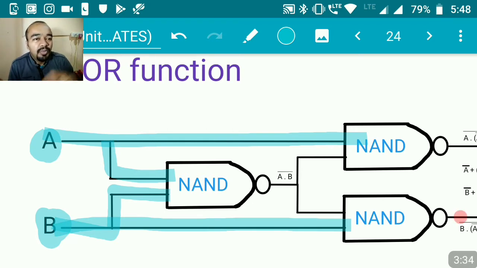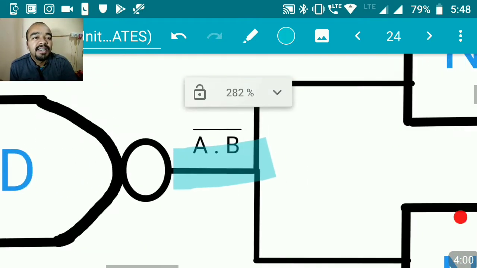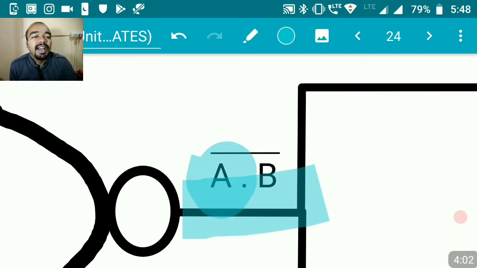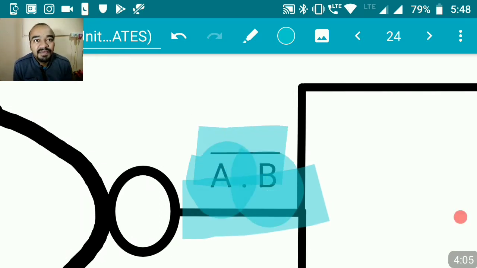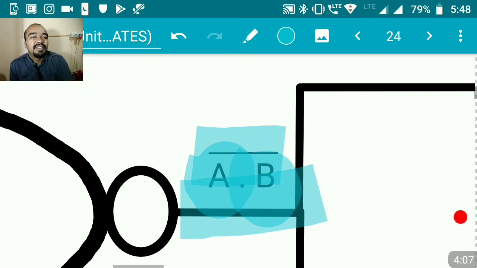As we already know, the function of a NAND gate is that it takes the first input and the second input, does an ANDing operation between them, and finally gives a complement over all the variables. So the output of the first NAND gate is going to be (A and B) whole bar. Let us just check it over here. This is the output of the first NAND gate.